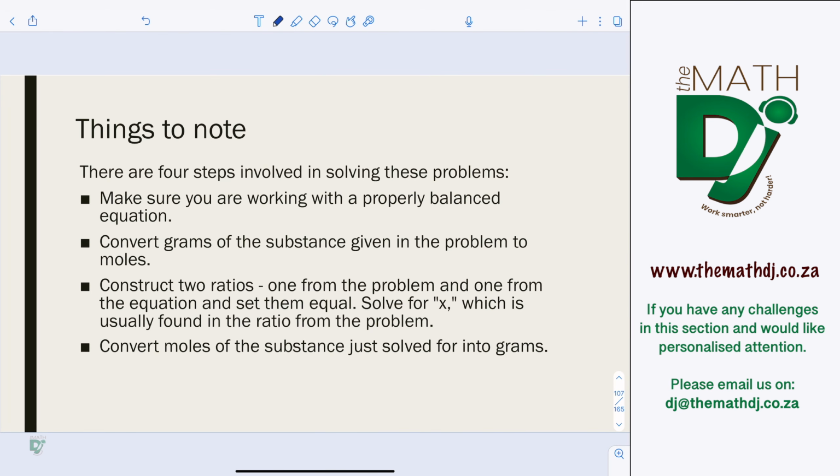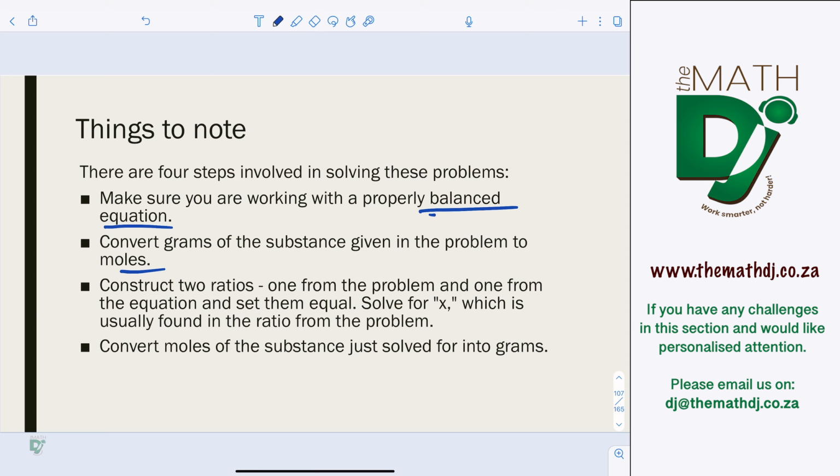Things to note. There are 4 steps involved in solving these equations. The first step, make sure you are working with a properly balanced equation. If the equation is not balanced, then you are in trouble. Second, convert grams of the substance given in the problem to moles. Remember, chemical equations are in moles; we are looking at mole ratios.